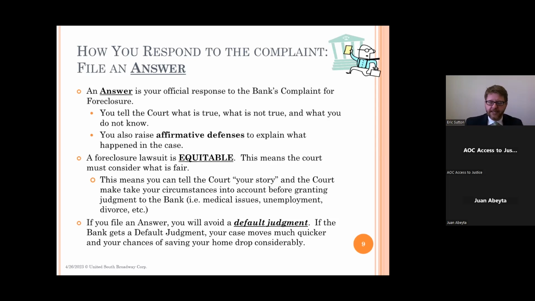Unless somebody comes in and says, whoa, sorry, we didn't answer. We meant to, and the court gives them the opportunity to get back on track with that. But again, that requires that the borrower pays attention to who comes to their door with documents, what's getting mailed to them, and that they are in fact participating in the lawsuit to prevent the easy way forward for the bank in the form of default judgments.